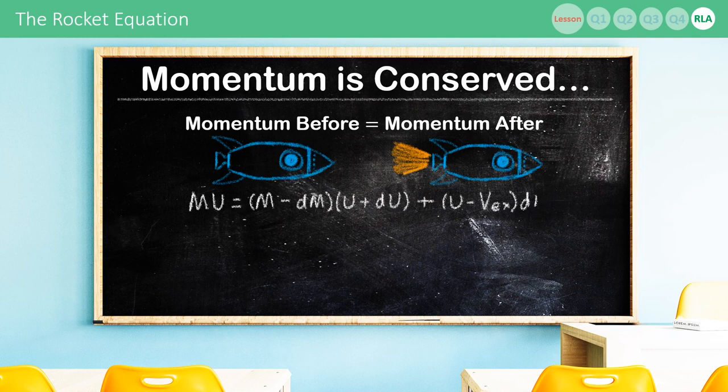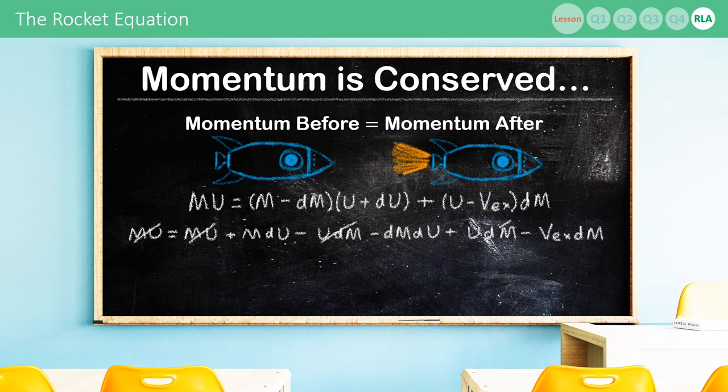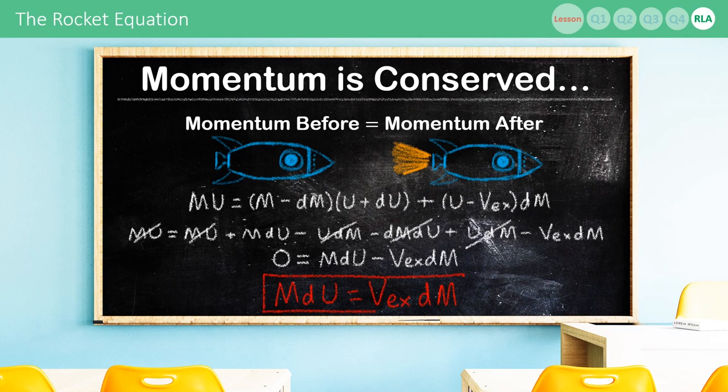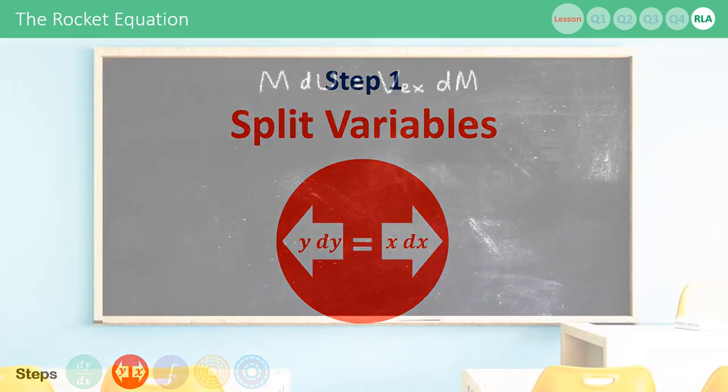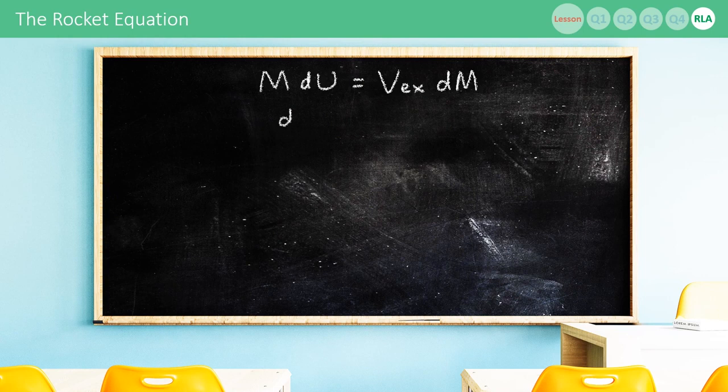Subbing in both our expressions for momentum, we can then expand the brackets on the right side. We then cancel out like terms, and the dm du we can cancel too, because by definition it's infinitesimally small, and after rearranging we're left with the differential equation m du is equal to vx dm. The first step of solving our differential equation is to split our variables. We simply divide by m to get du equals vx over m dm, and we're assuming that vx, the exhaust velocity, is constant.